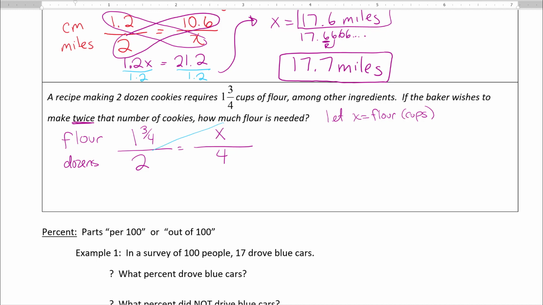So now I can cross multiply. 2 times x is 2x. 4 times 1 3/4. So if you need to get out a calculator, you might consider writing 1.75 instead of 1 3/4, because 3/4 is the same thing as 0.75. So 1.75 in your calculator times 4, and then hit enter, and you're going to get 7.